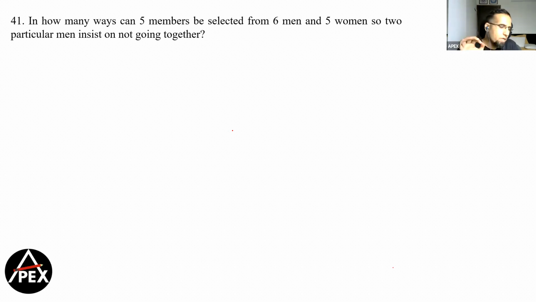Now, two men insist on not going together. This is again a very beautiful condition here, and they are two particular men. Let's see what is happening. Suppose A and B have a fight. B says if A will come, I will not come. A says if B will come, I will not come.